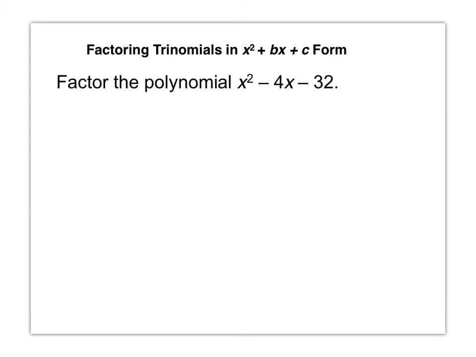Factoring trinomials in x squared plus bx plus c form. Let's factor this polynomial using the two-step process given. Here, our polynomial is written in standard form. The a is equal to 1. The b is equal to negative 4. And the c is equal to negative 32. Now we list the factors of C in pairs. So that's going to be our first step. List factors of C.